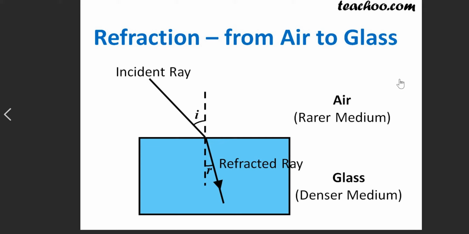And what happens if it is from the rarer medium to the denser medium? It goes towards the normal. And if it is denser to rarer, it goes away from the normal. That's why I picked this image for you.